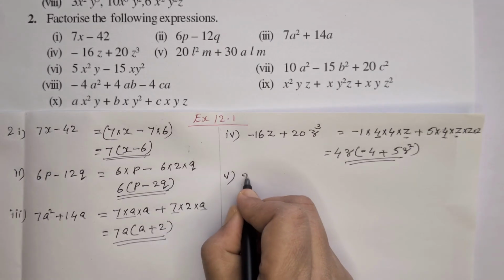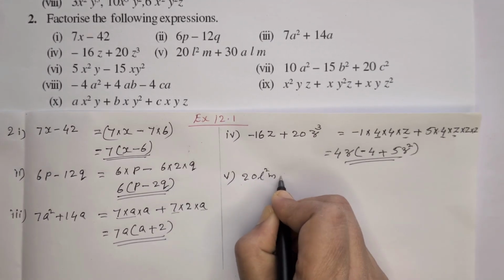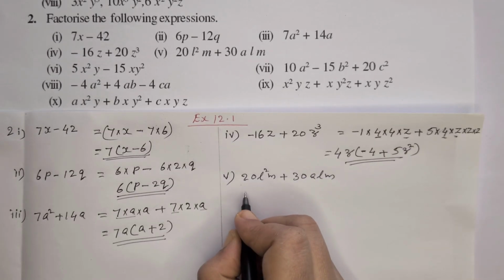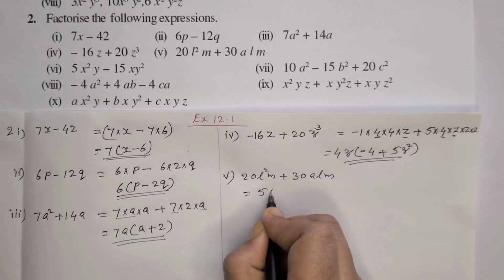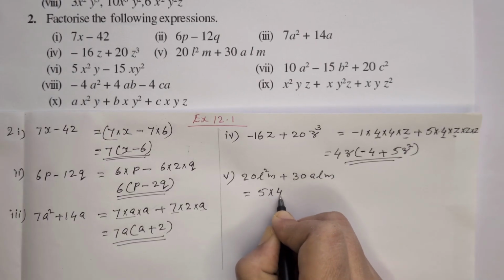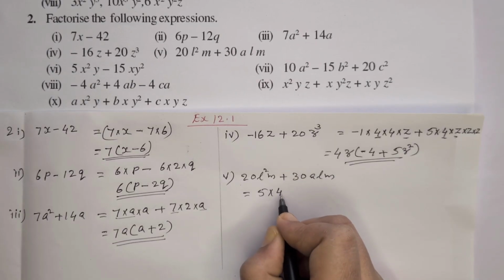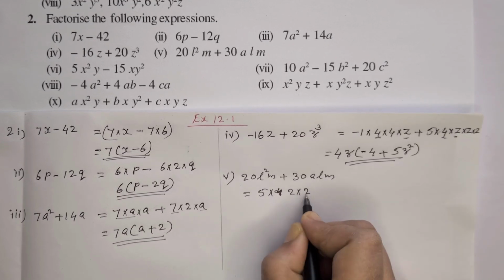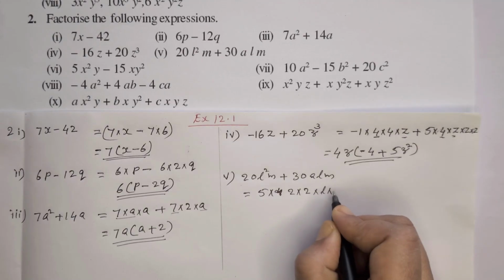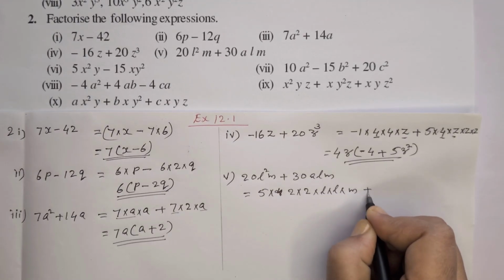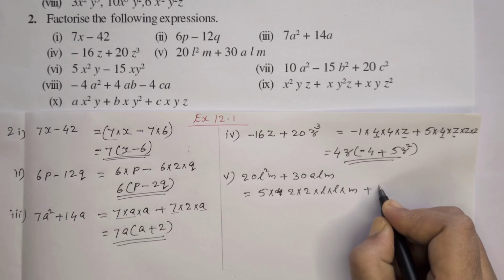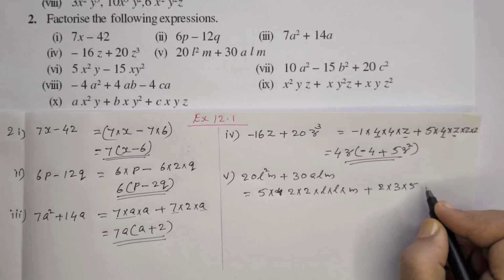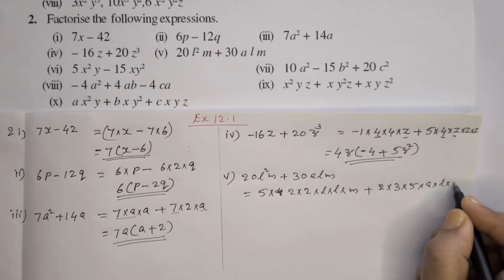Fifth one, 20l square m plus 30alm. 20 we can write as 5 into 4. 4 again we can split as 2 into 2. So 2 into 2, 5 into 4, then l into l into m, plus 30 we can write as 6 into 5, that means 2 into 3, 6 into 5, then a, l, m.